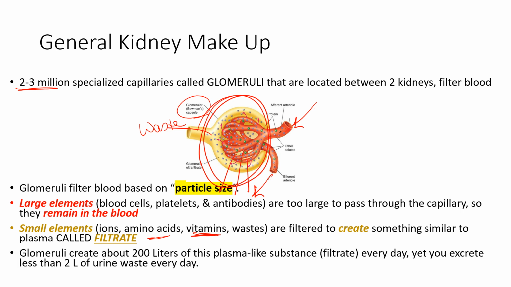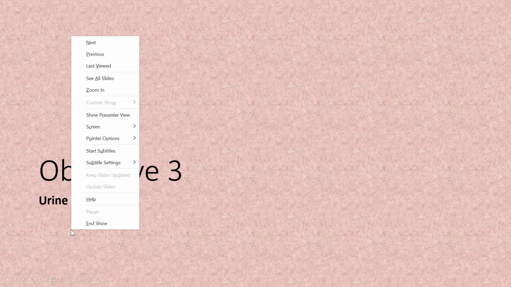form of urine. So the glomeruli create about 200 liters of this filtrate a day, but you only excrete 2 liters of urine. So what happens to that 198 liters? It gets sent back into the bloodstream. Okay, so only 2 liters of that ends up being true waste. So 200 liters in, 2 liters out of the body. That's objective 2.